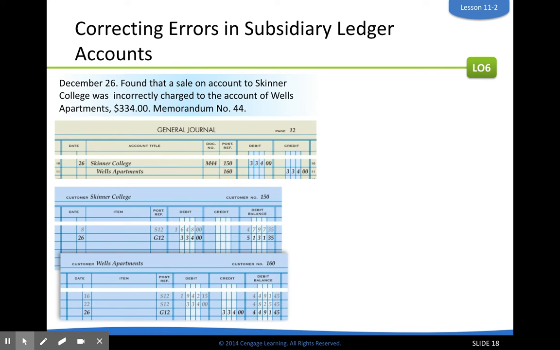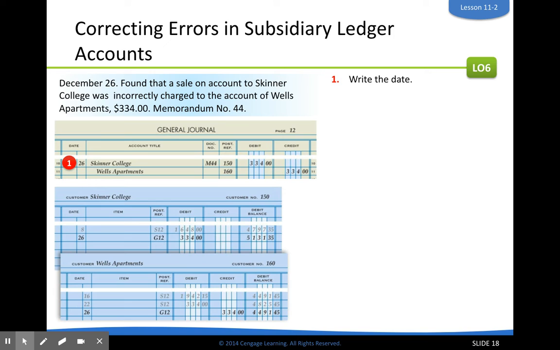Correcting errors in the subsidiary ledger accounts is important. When we make an error in the journal, we can't just go back to the journal, erase it, and write the correct account, because that number has already been posted, so the ledger is not accurate. So we need to do something called a correcting entry. In this example, we should have debited Skinner College on December 26th, but instead we accidentally did Wells Apartments. So we need to debit Skinner College like we should have done initially. That's what we should have done. Line number 1, debit Skinner College for a debit of $334.